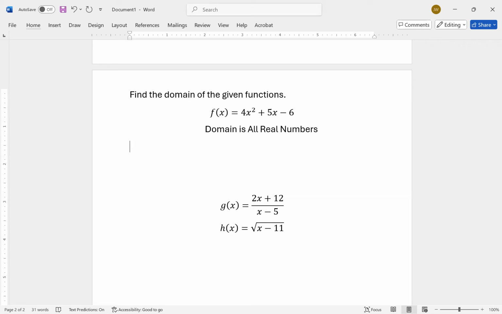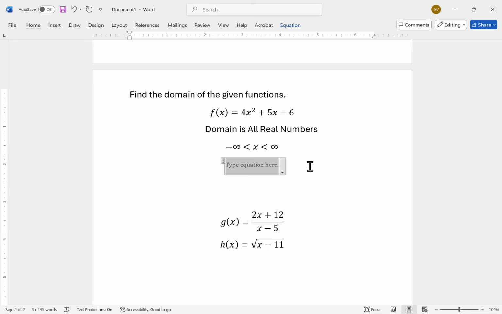Now, all real numbers have a variety of ways of being written. Here, I just wrote out the phrase all real numbers. You'll often see a script R with all real numbers as well. You can also see something like this. X can be anything from negative infinity to positive infinity. That's another way to write all real numbers. You can also see the script R that some people will write as well.